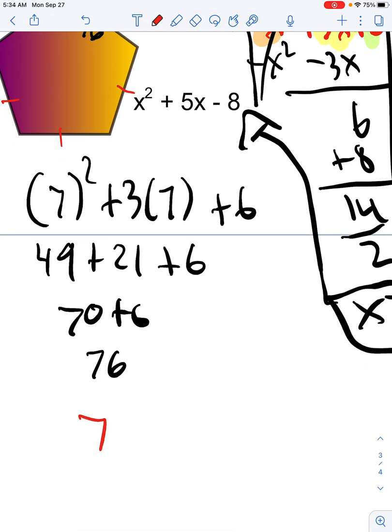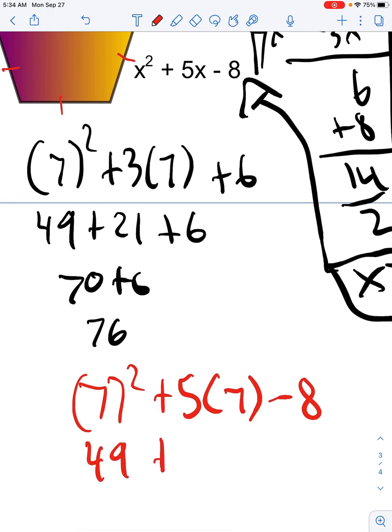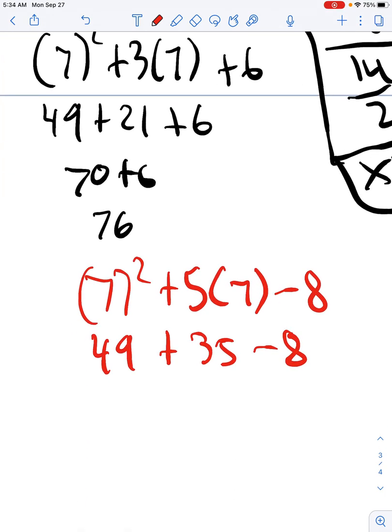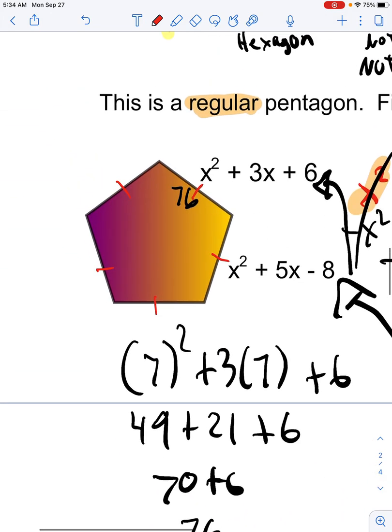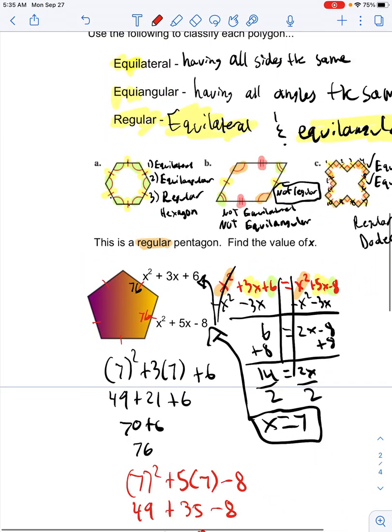Now I'm going to do 7 squared plus 5 times 7 minus 8. 49 plus 35 minus 8. 70, let's see here, this is 84 minus 8, and that's going to give me 76. So this side is also 76. We know we did it correctly.